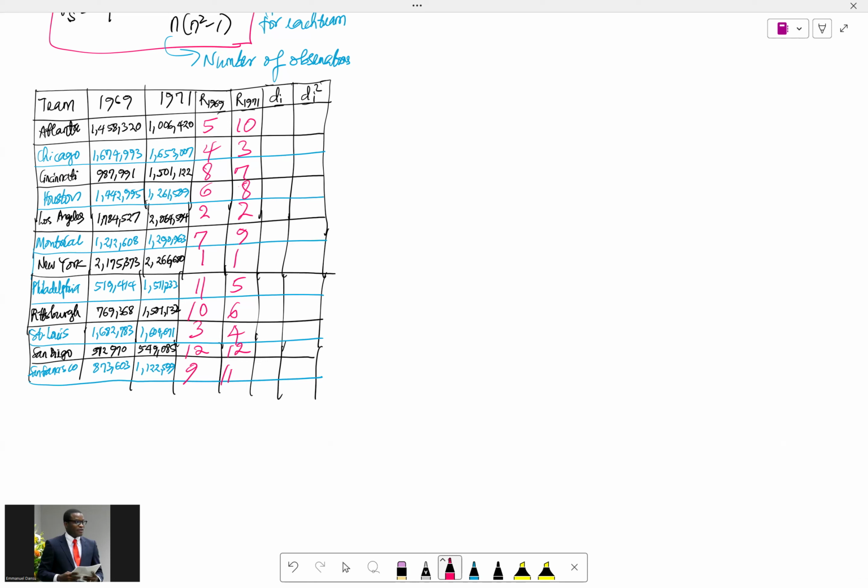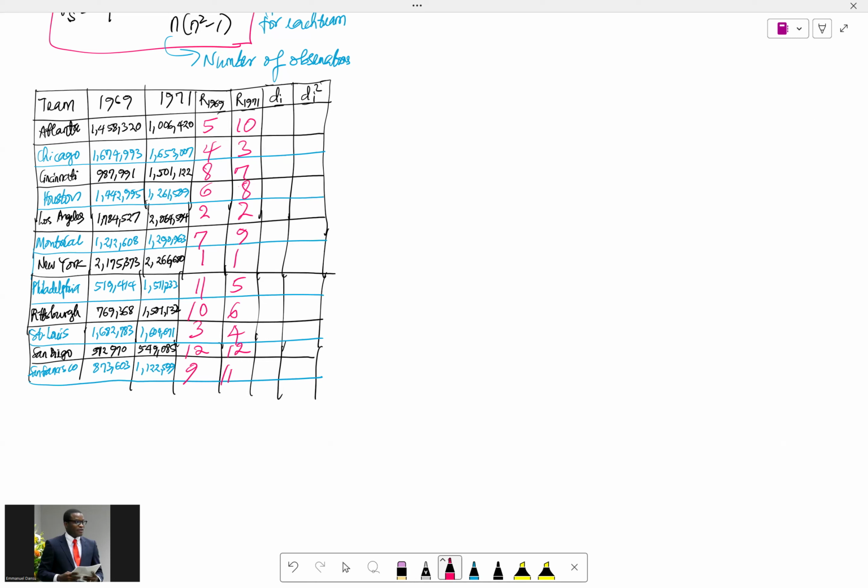Number three is St. Louis. Number four, Chicago. Number five, Atlanta. Number six, Houston. Number seven, Montreal. Number eight, Cincinnati. Number nine, San Francisco. Number 10, Pittsburgh. Number 11, Philadelphia.